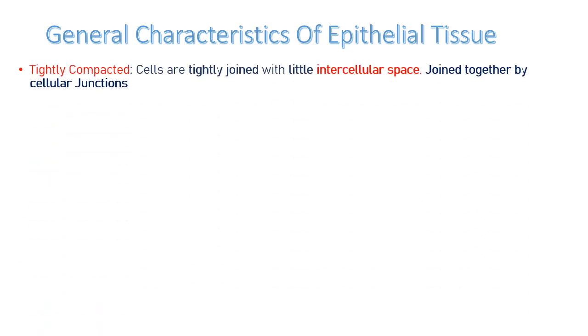So the general characteristics are, number one, the epithelial tissue is tightly packed. So the cells are tightly joined together with little intercellular space. The joining together of these epithelial cells is actually by cellular junctions. We're not going to talk about the cellular junctions in this video, but it's going to be covered in another video where we talk about different types of cell junctions. Okay. Then another characteristic is that the epithelial cells are supported on a basement membrane. They rest on a basement membrane. So the basement membrane is actually the support of the epithelial cells or tissue.